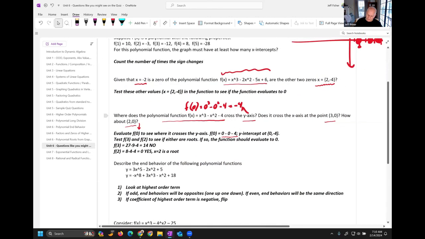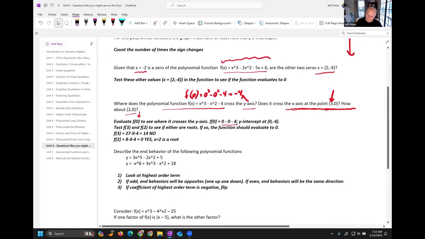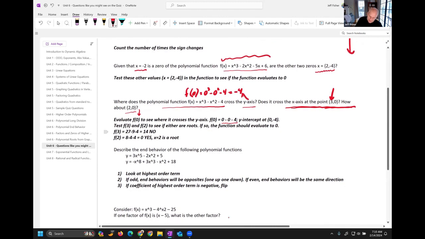Okay? Then it says, does it cross the x-axis at the point 3, 0? Well, again, this is asking, is 3 a root? We can just evaluate f at 3 and f at 2 to see if it crosses the x-axis at these points. When we plug in 3, we find out that no, it does not. When we plug in 2, we find out that yes, it does equal 0. So x equals 2 is a root, but x equals 3 is not a root.